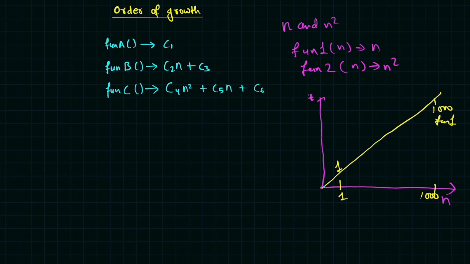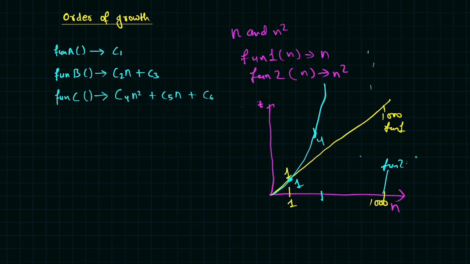Let's see function 2. It is quadratic. When the value of n is 1, function 2 is 1. When the value of n is 2, function 2's value is n square, which is 4. When it is 1000, function 2 equals 1000 into 1000, which is 10 to the power 6. Whereas function 1 is just 1000. So 1000 is insignificant compared to 1 million. So we mostly take the term with the highest power.